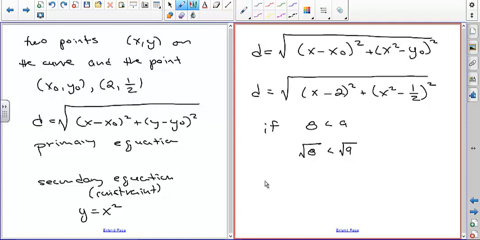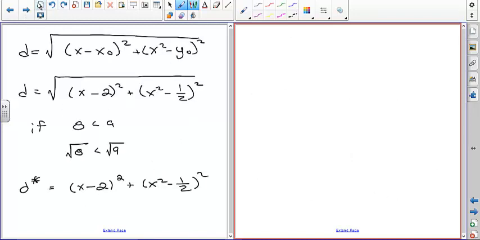So instead of doing d, I'm just going to call it d star, and I'm just going to minimize the argument of the square root. And that'll give me the same answer, and I won't have to use the chain rule and all kinds of crazy stuff. So it just makes the algebra better. Okay, so I'm going to minimize this thing. And so I'm just going to multiply everything out.